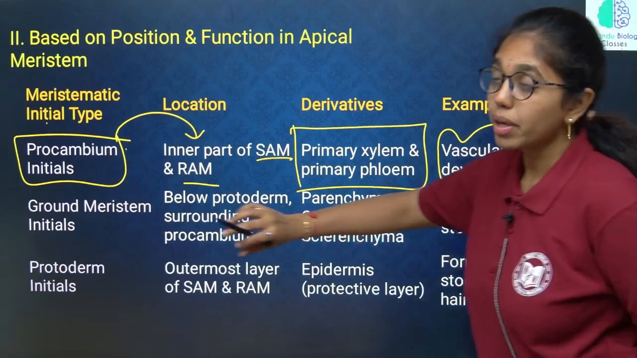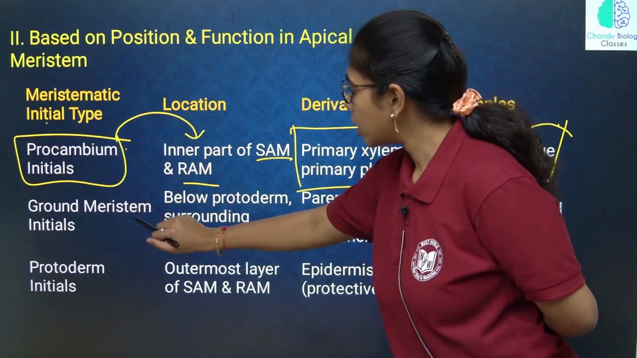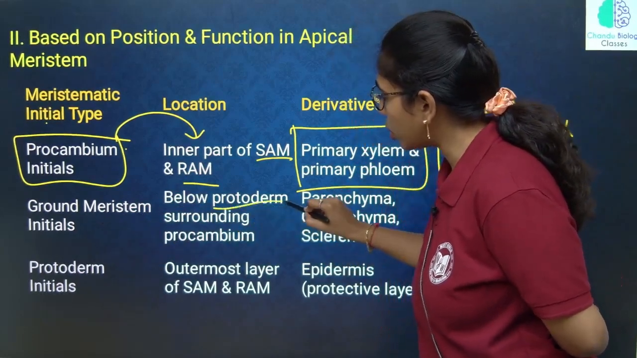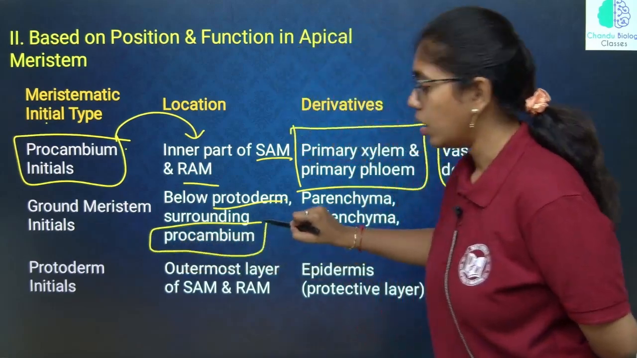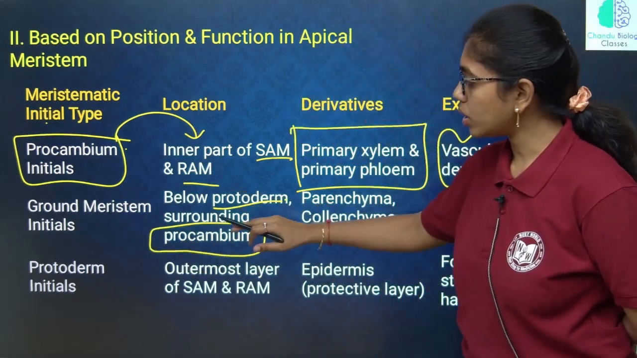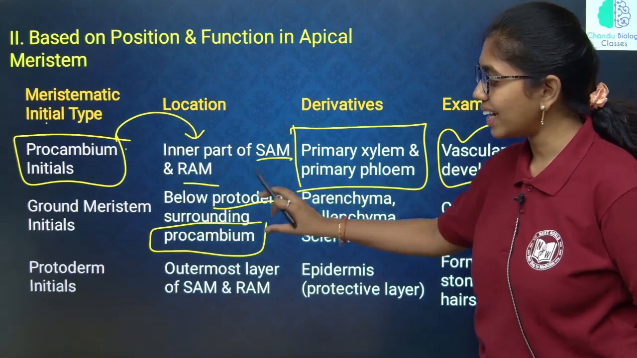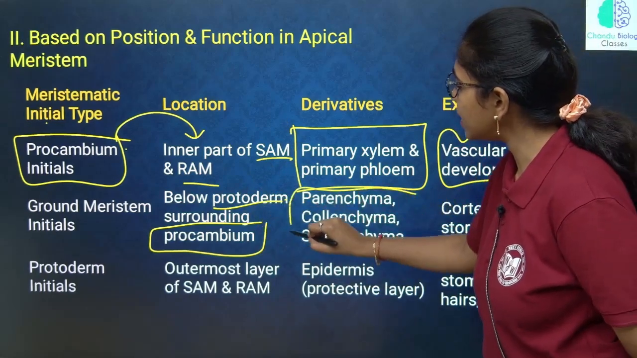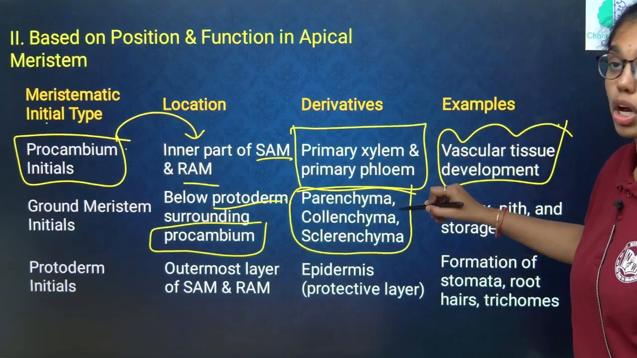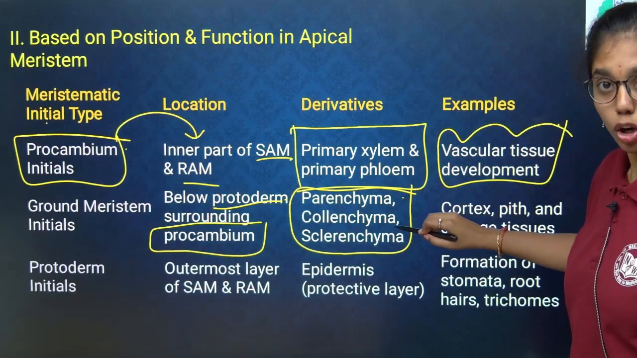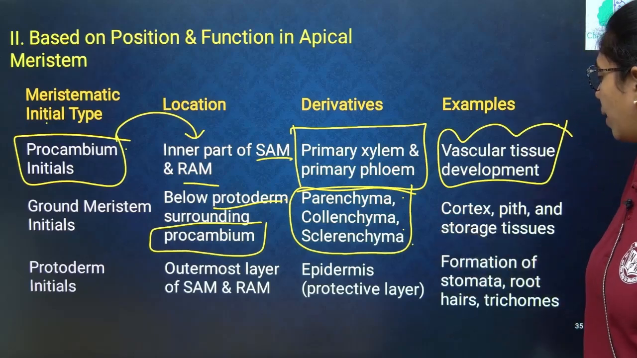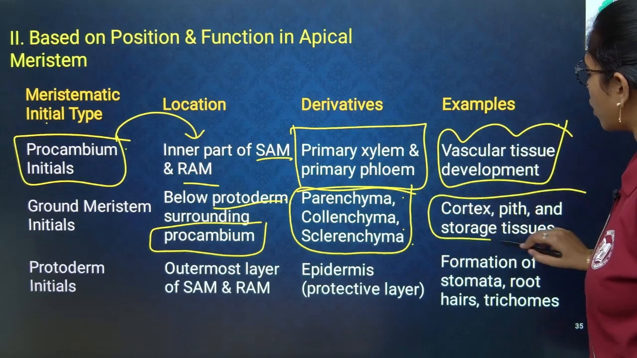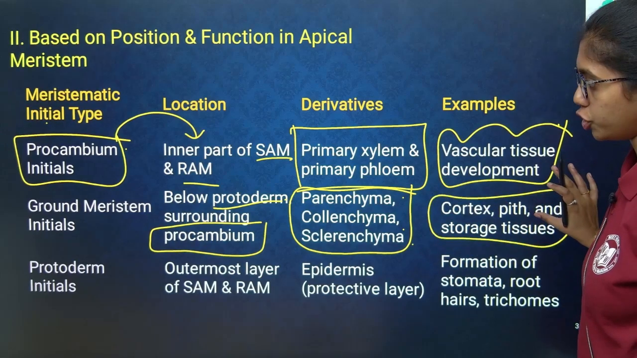Ground meristematic initials are located below the protoderm, in the peripheral region, surrounding the procambium. They give rise to three simple permanent tissues: parenchyma, collenchyma and sclerenchyma. For example, they form cortex, pith and storage tissues.